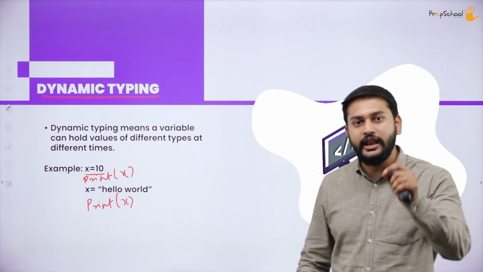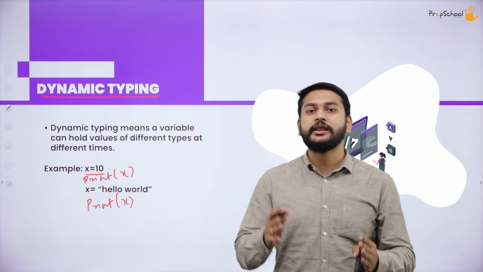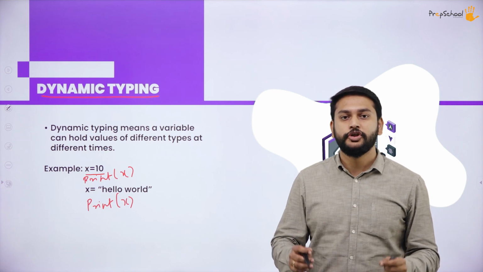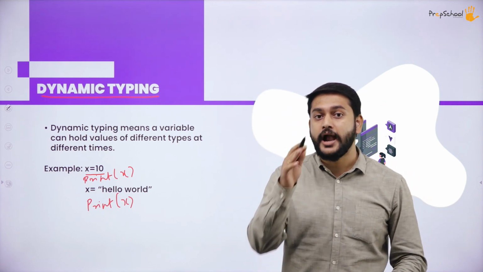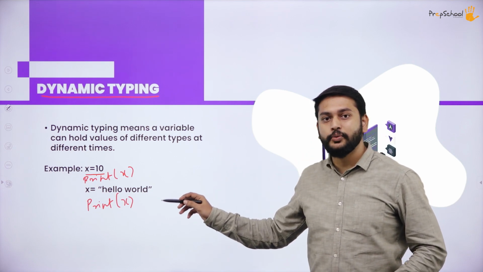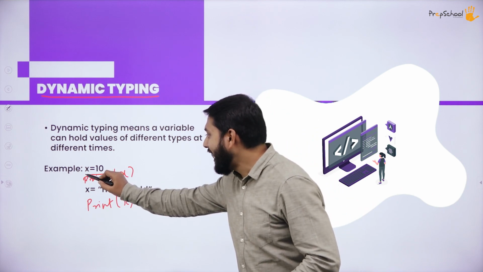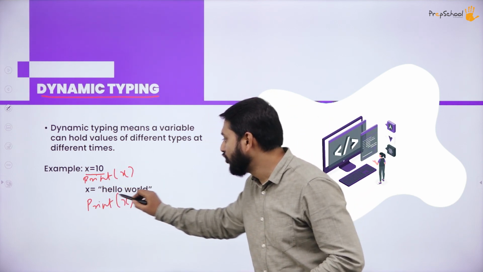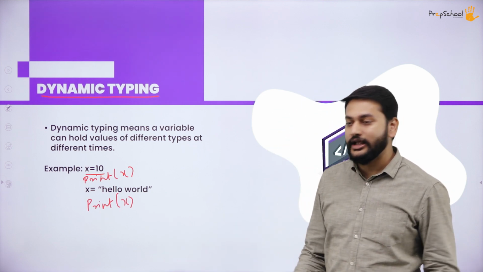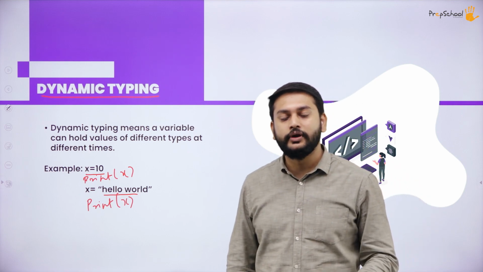If you declare any variable as an integer variable throughout the program, that variable will remain an integer variable. You have to store only integer data in it in the entire program. But in the Python programming language, it is not like that. You can store x is equal to 10 in the first statement, then after that, you can store x is equal to hello world. That means you can store different data types in the same program.